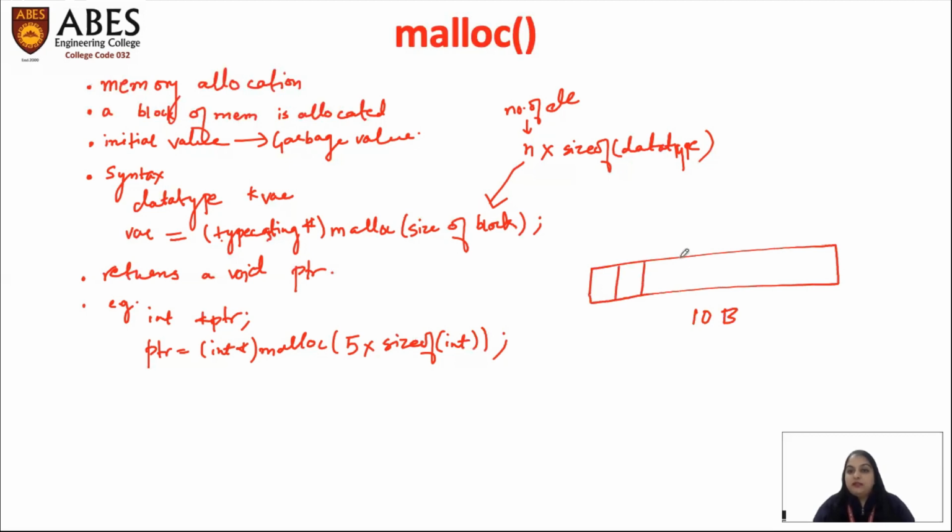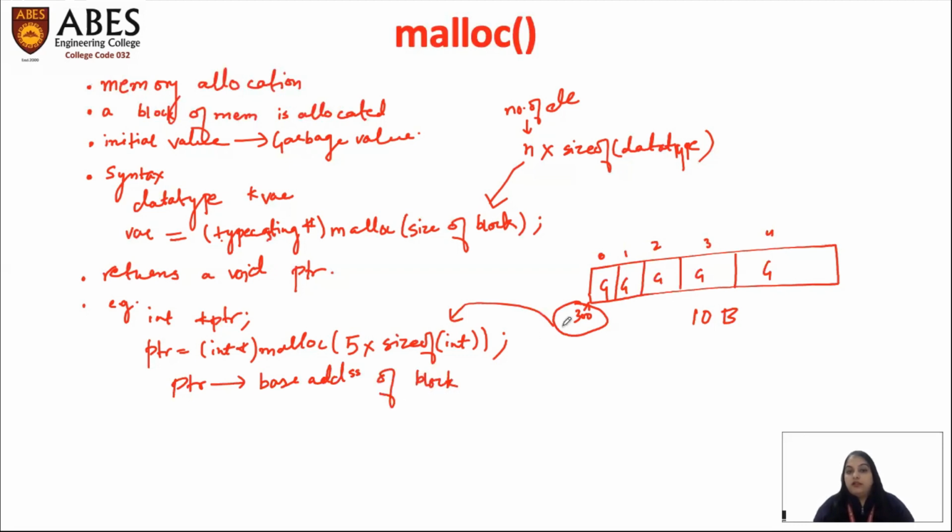Now in this, 5 elements are there, so index 0, 1, 2, 3, 4, right? So when this block is allocated, the initial value here will be garbage. And suppose 300 is the base address which is returned from this allocation. So this value 300 will be returned as the output from this malloc function, and now this value 300 will be stored in ptr. So ptr will store the base address of the block which is allocated by malloc. So 300 will be stored in ptr.